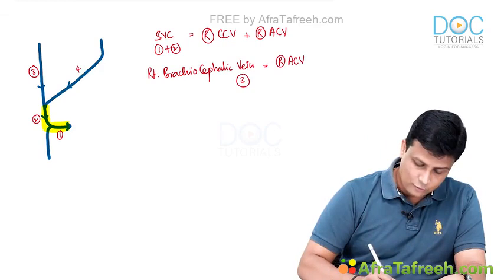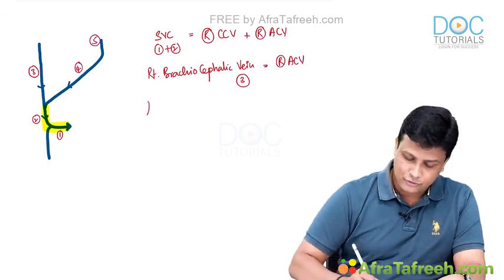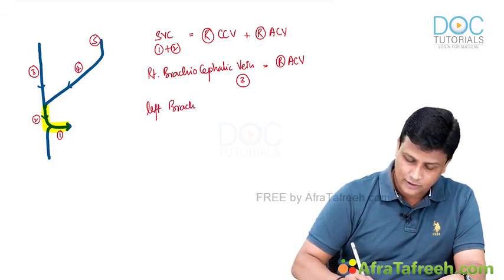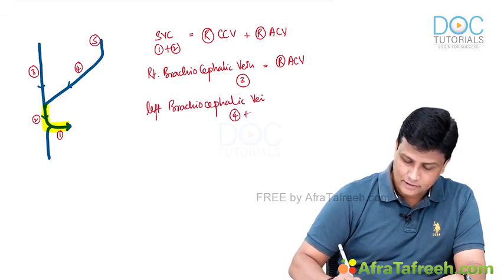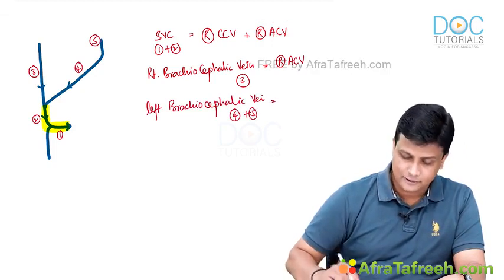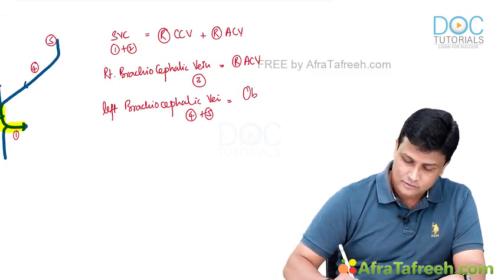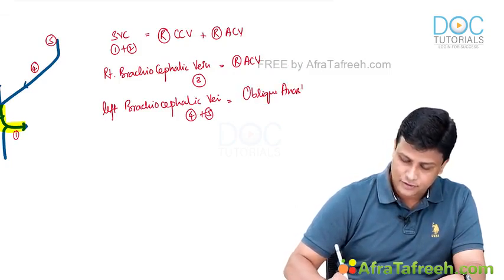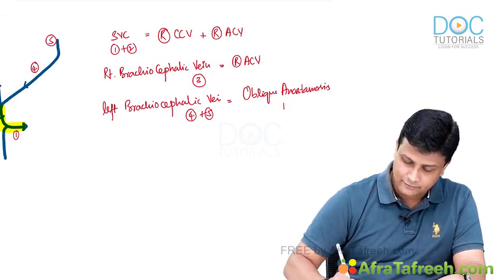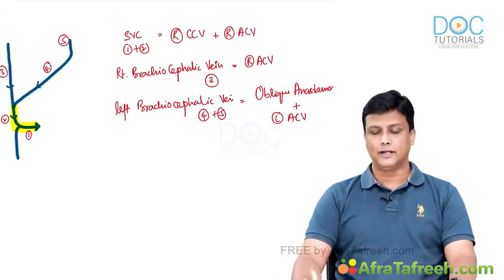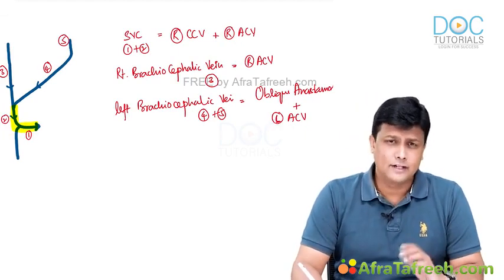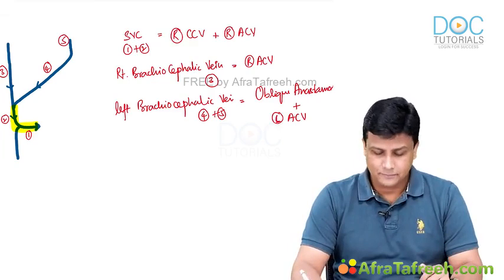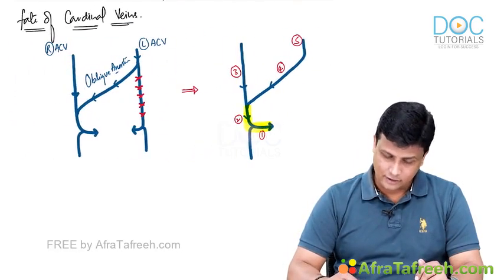And let us give this as number 4 and this as number 5 over here, and that is going to form the left brachiocephalic vein. The left brachiocephalic vein is formed by number 4 plus number 5. Number 4 is oblique anastomosis or oblique vein, plus number 5 here will be the left anterior cardinal vein. Perfect. So that completes the development of your superior vena cava, as well as the right and left brachiocephalic vein comfortably.